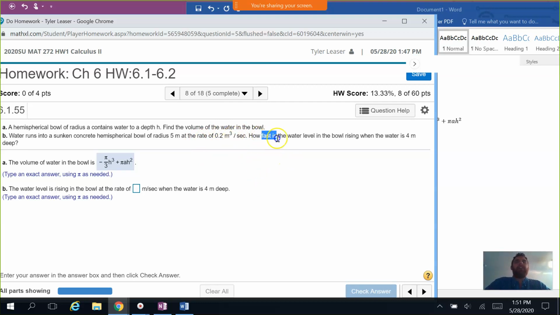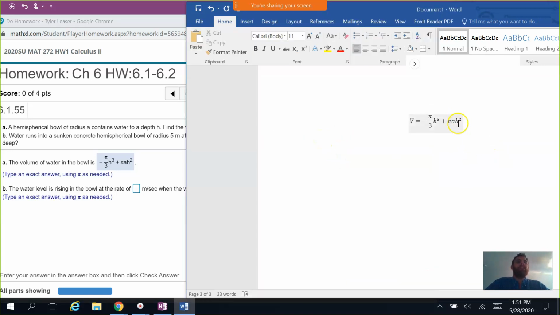Anytime it's asking you how fast something is happening, that's talking about a derivative. How fast is the water level rising? Well, the water level we denoted with h. So to figure out how fast the water level is rising, we have to find the derivative of h. The problem with that is that this is not solved for h, which means to find the derivative of h, we have to do something that you learned back in Calc 1, which has a name.